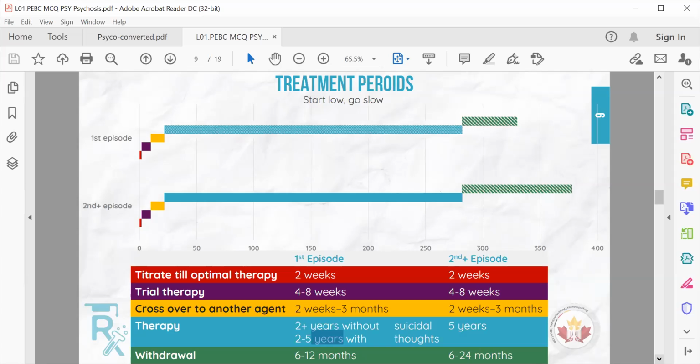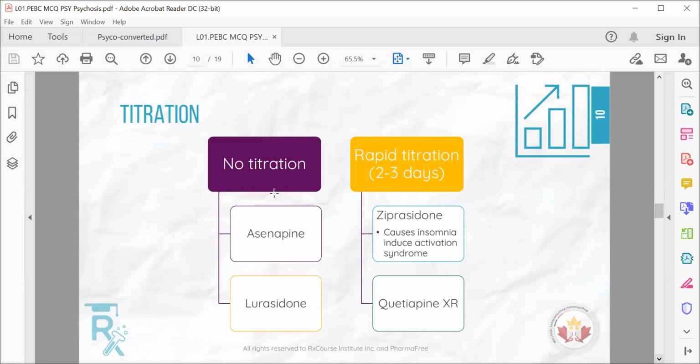Okay, regarding titration, we were saying here that we will start and titrate in 2 weeks. Do we have to titrate all medication? The answer is no. 2 medications don't need titration, asenapine and lorazepam. And other 2 can be rapidly titrated: ziprasidone and the quetiapine XR. And keep in mind, it is the XR formula, not the regular quetiapine. Regular quetiapine needs regular titration, but the XR, the extended release one, can be rapidly titrated.